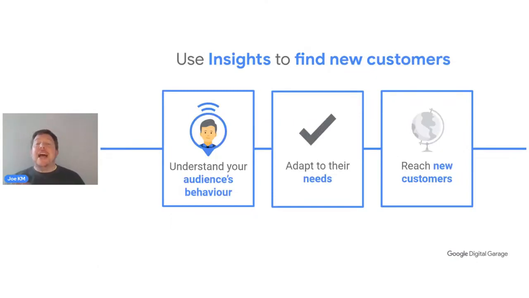Using these insights will help you find new customers. Understanding your audience behavior means you can create and develop more content that's going to match your customers. Adapt to their needs. So what is it they're looking for? Plumber near me. Okay, you're including this content in your post. You're including it in your updates. It now means that you're going to get more people finding your services. You've now added it to your keywords on Google.